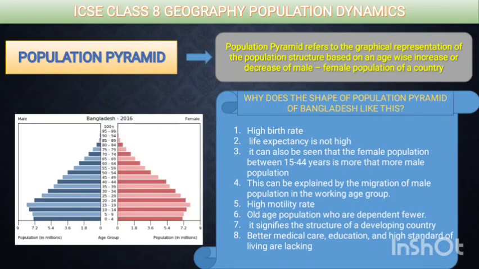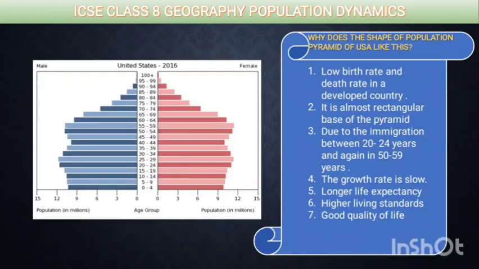Next one is population pyramid. What is population pyramid? Population pyramid is a graphical representation of population structure. Population structure which is based on the age-wise increase or decrease of male and female of a particular country. Okay. And we will discuss one underdeveloped or developing country, and next we will discuss a developed country.